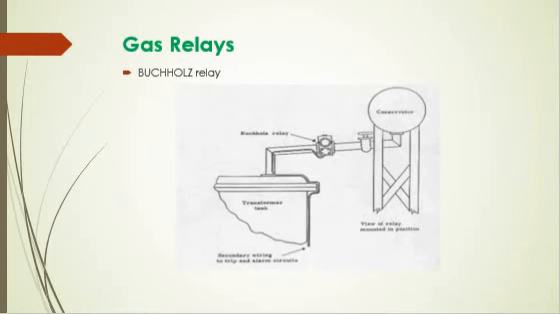A flashover or arc within the transformer tank will cause a sudden increase in pressure and cause a surge of oil to flow in the pipe from the top of the tank to the oil conservator, and this is known as gas pressure or surge conditions.